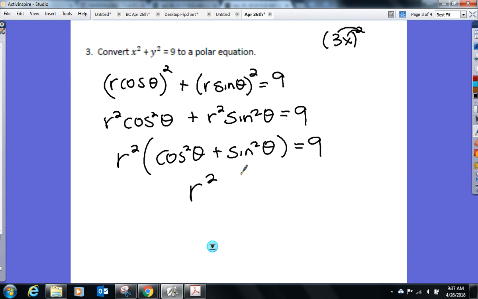What do you mean? No, because look, I got two. When I square, I have two pieces: cosine theta and r.